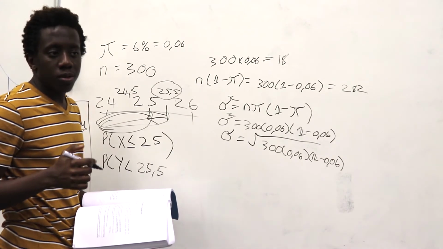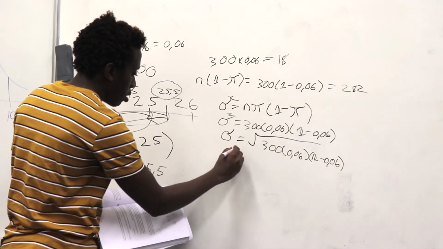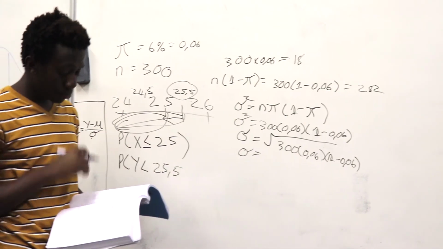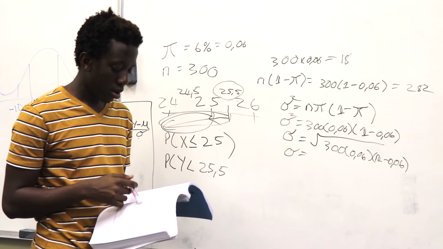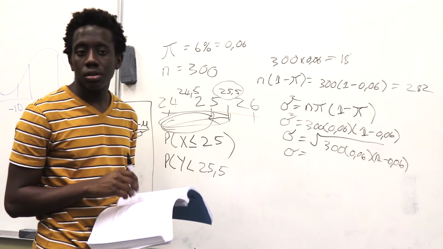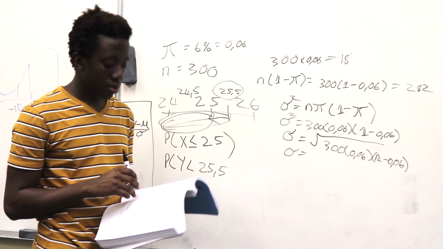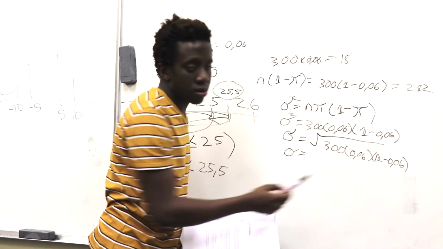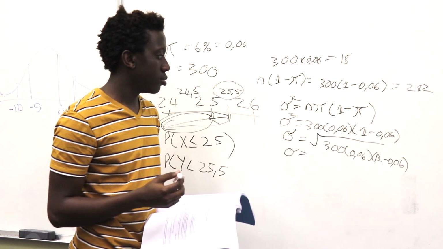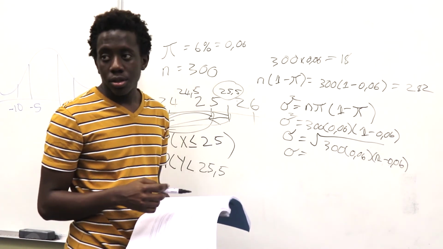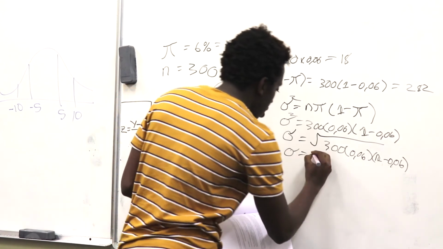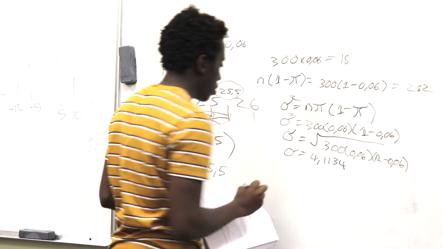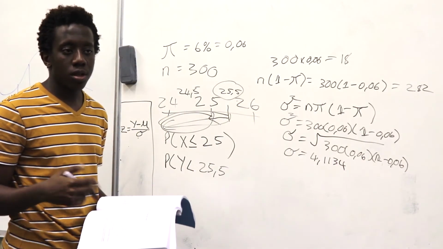Can someone work that out for me, please? What's that number in the second bracket? This over here is 1 minus 0.06. It's 4.1134. Okay, 4.1134. Alright, sure. We're trying to keep it to 4 decimal places to keep it as accurate as possible.